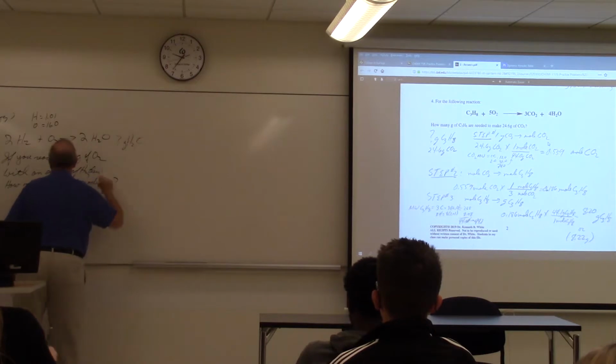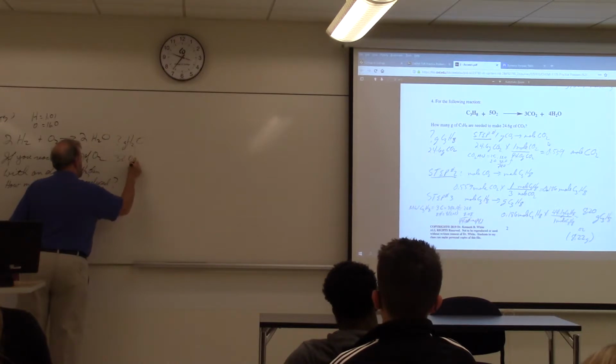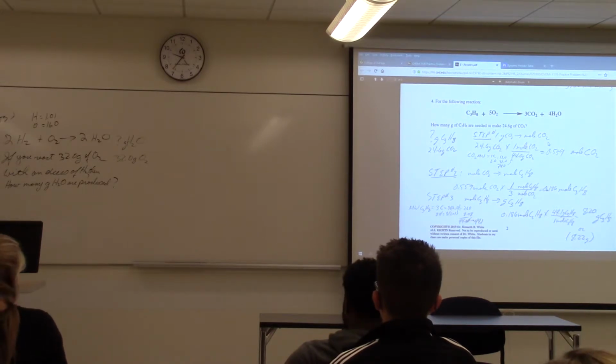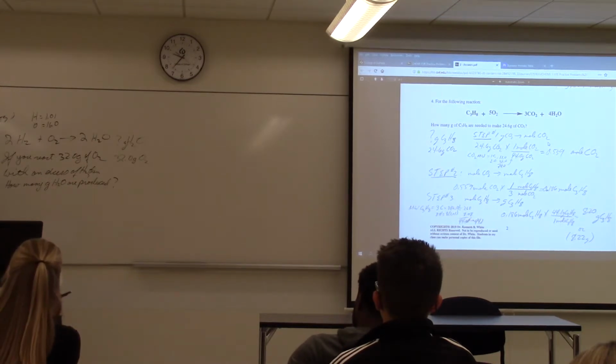What am I given? It's the only thing, 32.0 grams of O2. And I'm also given the balanced chemical equation. And remember, the coefficients tell you molar ratios. And for this one, 2 moles of hydrogen react with 1 mole of oxygen to make 2 moles of water. There's no way I can go directly from grams of oxygen to grams of water. Therefore, I need 3 steps.